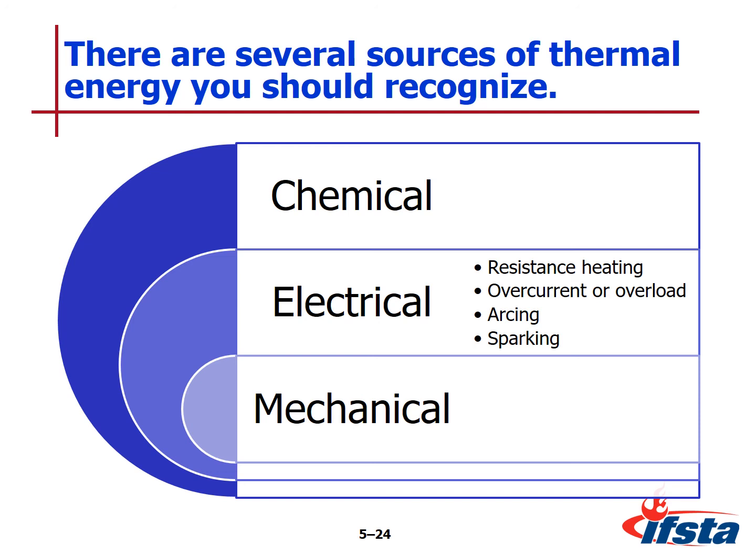Where else, resistance heating? Let's go back to resistance heating real quick. Other than light bulbs, where in the fire service do we find a lot of our home fires? Why does resistance heating affect? Dryers. Dryers, space heaters. Ovens.